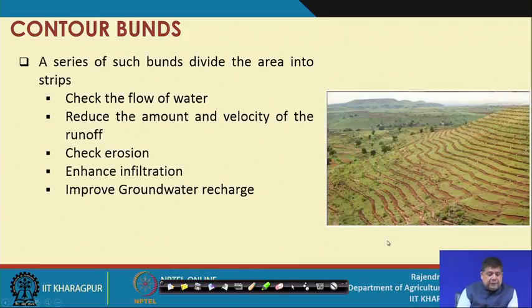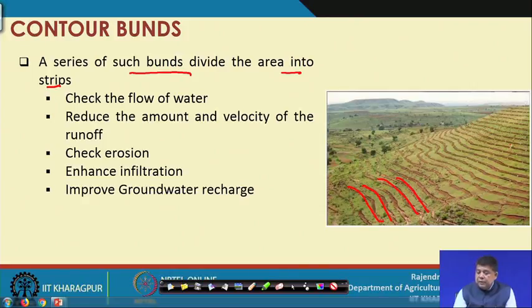Now, some of the functions or advantages: a series of such bunds divide the area into strips. As you can see here, because they are constructed on contours, the entire land gets divided into narrow strips, and obviously it checks the flow of water. As we have already seen, whatever rainfall occurs in between the area occupied by two bunds is stored there and is not allowed to flow. So, the total amount of water which otherwise would have flowed out of the area is not there.